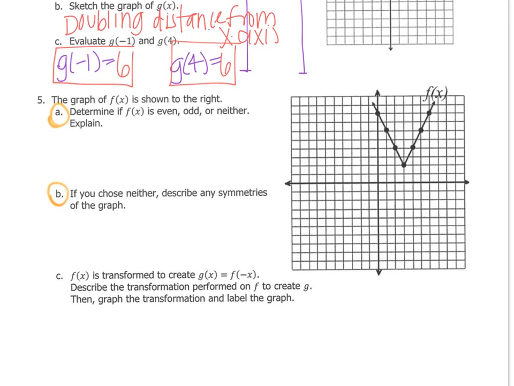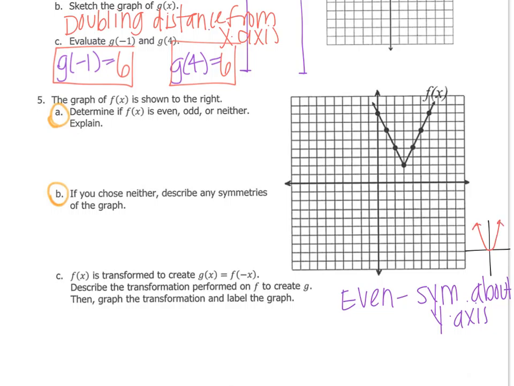Number 5 is getting us to look at even, odd, and neither functions. And if you look at your study guide, it explains what even, odd, and neither are, but I'll explain them to you real quick. Even is symmetric about the y-axis. So something like this graph would be even. Your basic parabola, y equals x squared. Because it's reflected over the y-axis to map on top of itself. It's symmetric through the y-axis.